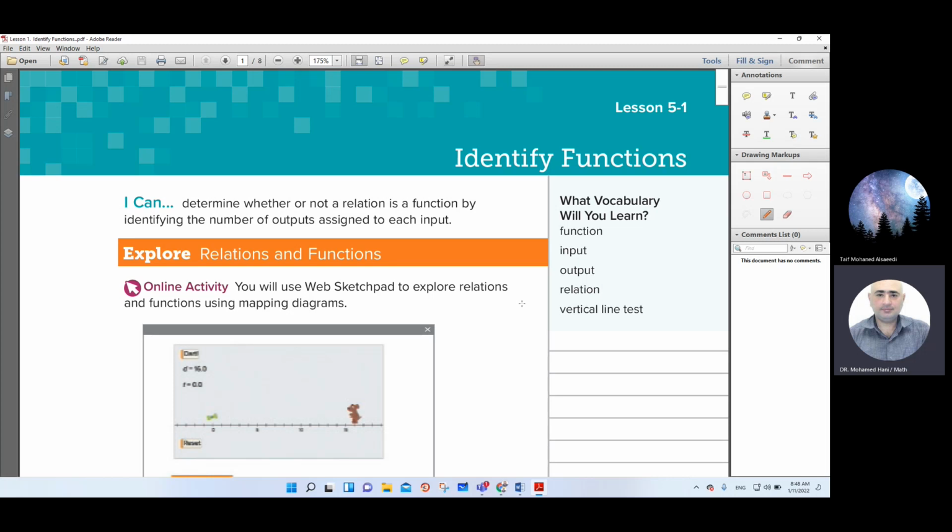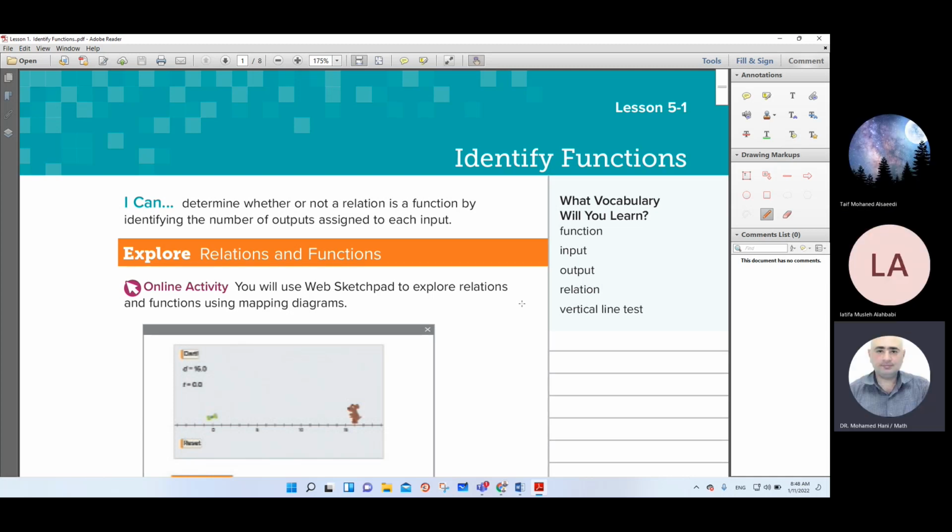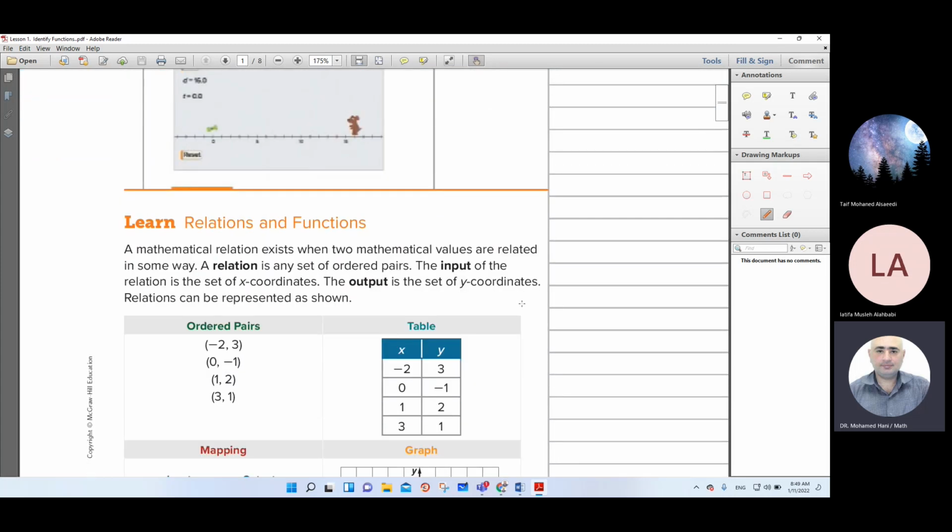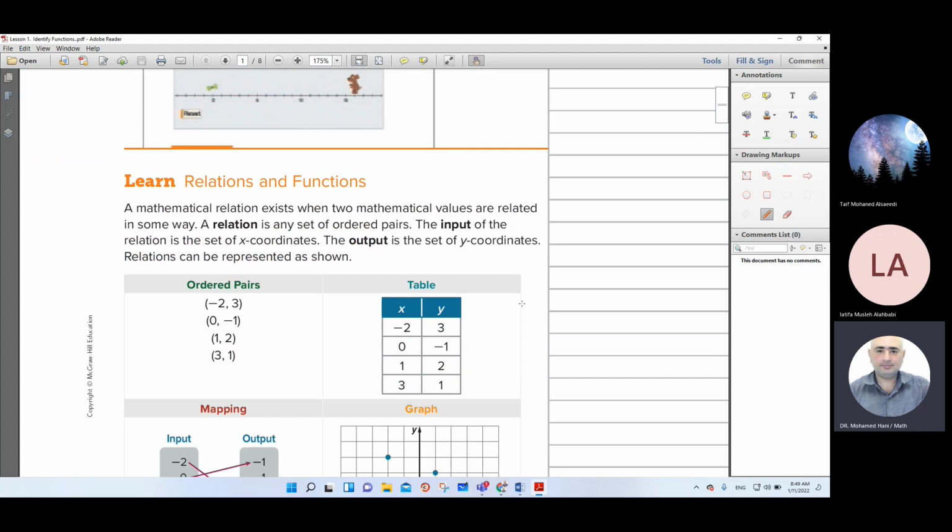We want to learn and identify functions. We want to learn what the meaning of functions is. We want to determine whether or not a relation is a function by identifying the number of outputs assigned to each input. So in this lesson, we want to learn relations and functions.